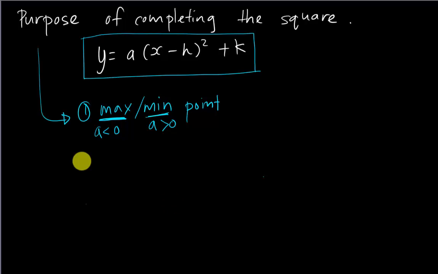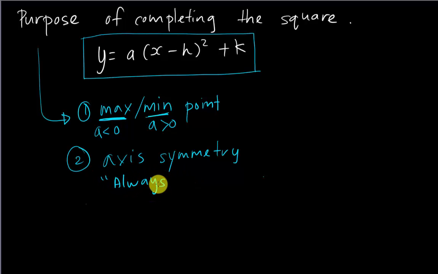The second purpose of completing the square is to find the axis of symmetry. In SPM they love to ask you to write down or state the axis of symmetry. The axis of symmetry is very simple. You always take the x value of the minimum or maximum. Only take the x value and add the equal sign.